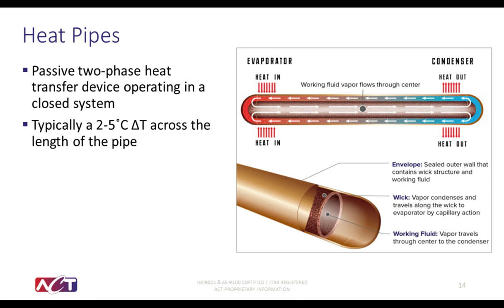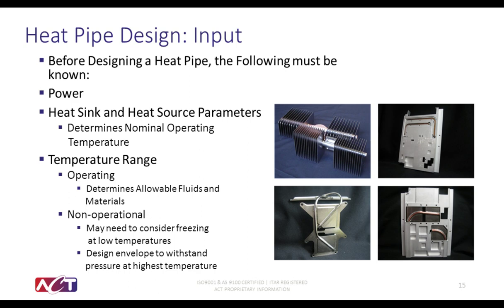At the hotspot, or evaporator, the working fluid vaporizes, creating a slight pressure difference, which causes the vapor to flow to the cooler end. At the cool end, the vapor will condense and return to the evaporator via capillary force or gravity. When designing a heat pipe into your system, it's important to identify several factors: power, heat sink and source parameters, and temperature range. These factors determine the required size and type of heat pipe selected.